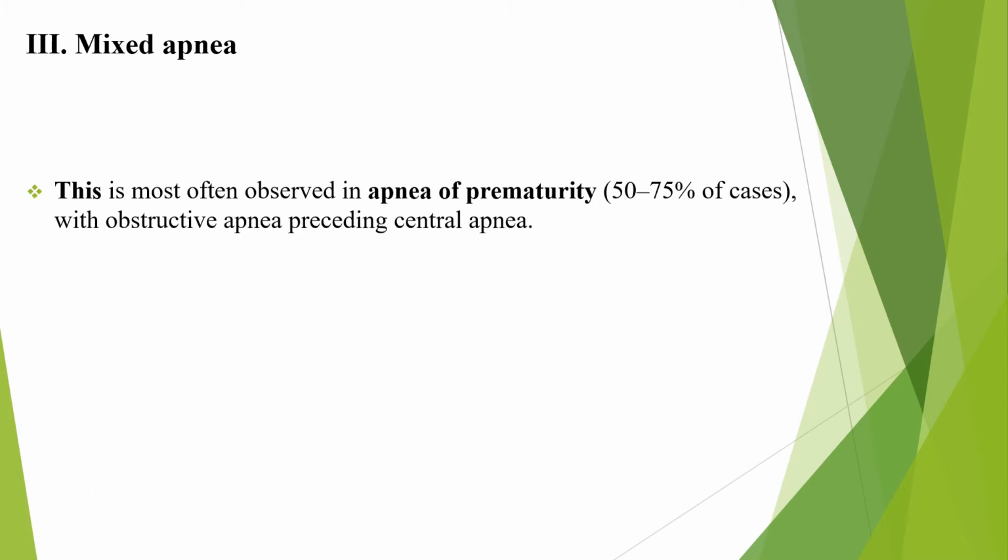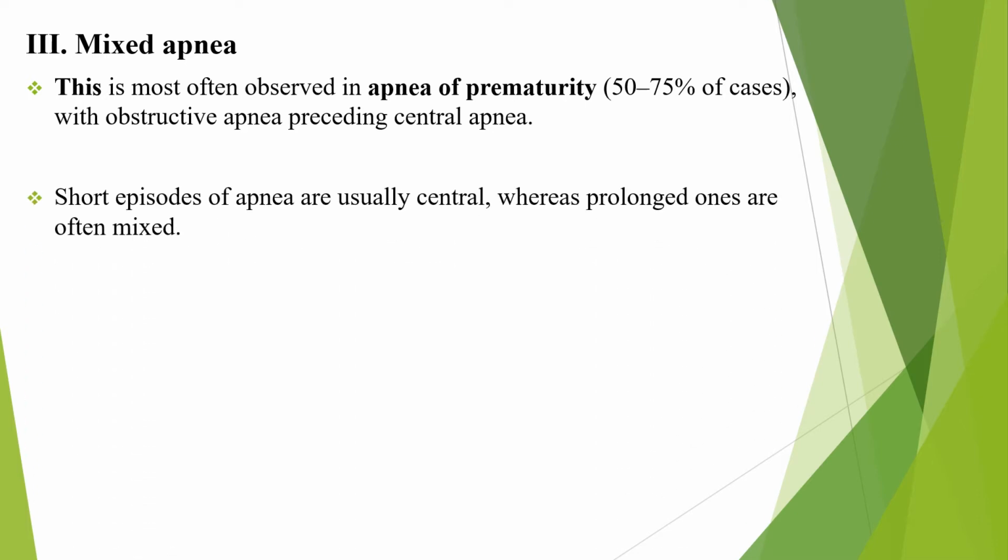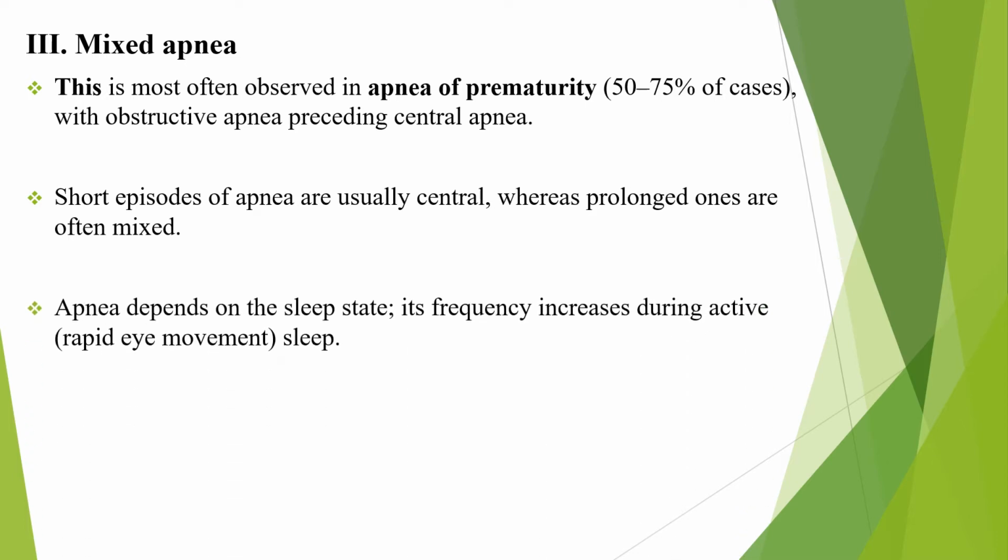The third one is mixed apnea. This is most often observed in apnea of prematurity, with obstructive apnea preceding central apnea. Short episodes of apnea are usually central, whereas prolonged ones are often mixed. Apnea depends on the sleep state, and its frequency increases during active or rapid eye movement sleep.